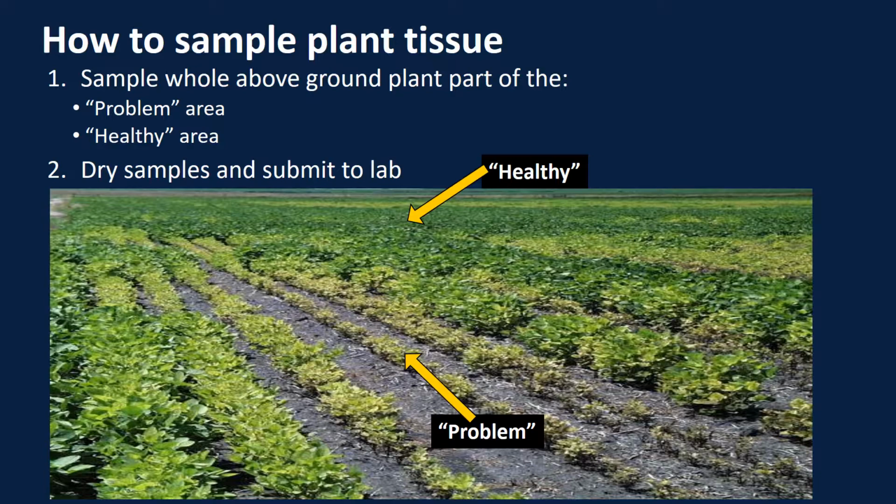And then from there we can see which nutrients are missing in the problem tissue. Maybe we have a lot lower potassium or phosphorus or sulfur, and the healthy tissue has a lot more of those, so we can know, okay, it's a sulfur issue. We most likely need to apply sulfur to this area, or potassium or phosphorus.